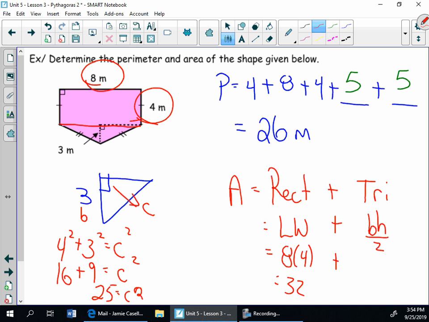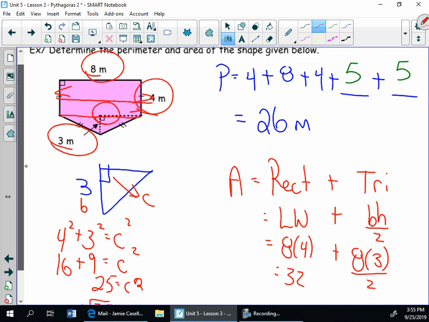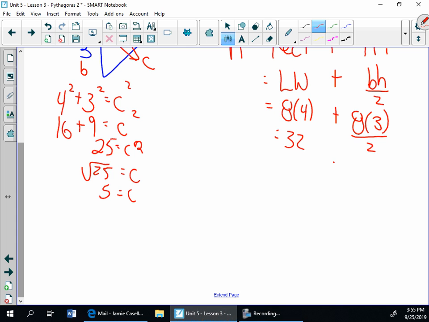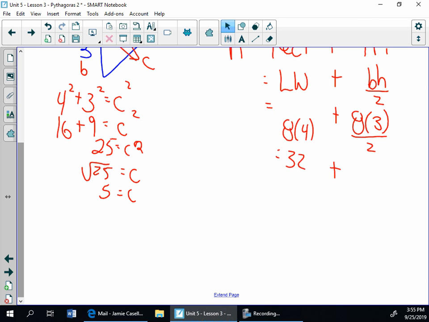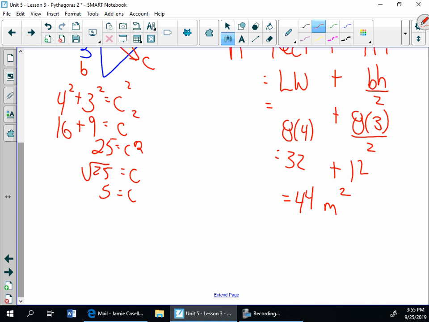Like I said, with our base and our height, they always have to meet at the right angle. Well, I see the right angle. It's that box right there, right? How tall is this triangle? The height is 3. How wide is the triangle? The width is 8, the same as the rectangle. So 8 times 3 divided by 2. And so I'm going to move this 32 down here, and 32. Okay, 8 times 3 is 24, divided by 2 makes 12. 32 and 12 make 44 meters squared.